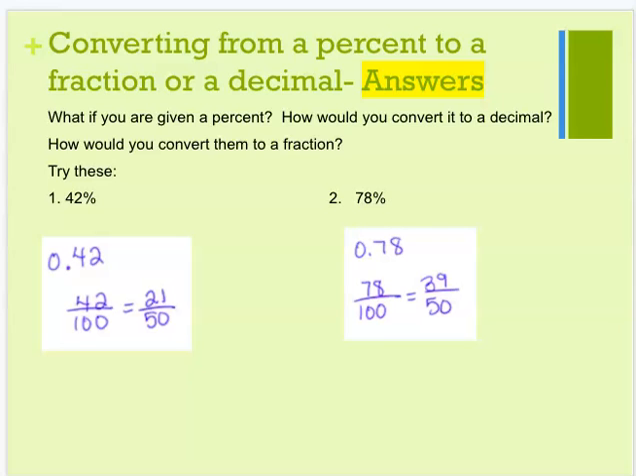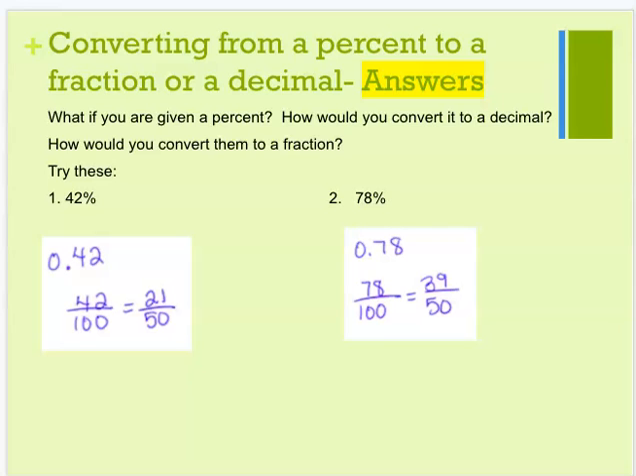So I could write 42 hundredths as a decimal and as a fraction. And then when I'm writing as a fraction, usually I simplify. So it would be 21 fiftieths. So 42% is the same as 42 hundredths as a decimal, as well as a fraction, and then we simplify the fraction to 21 over 50.